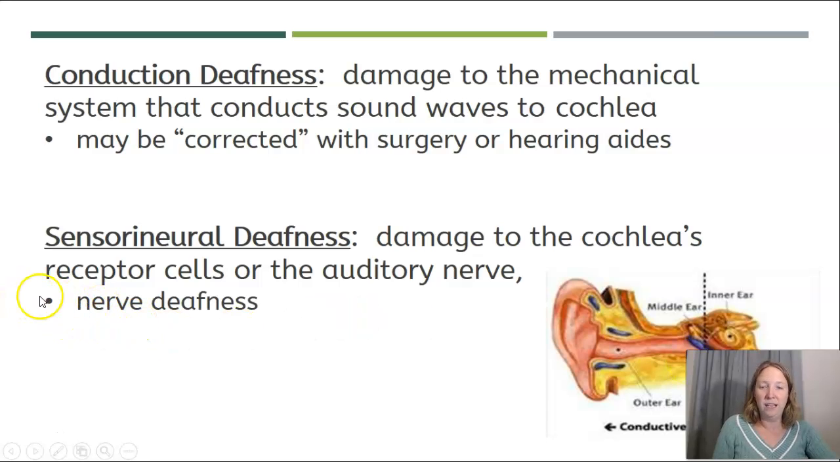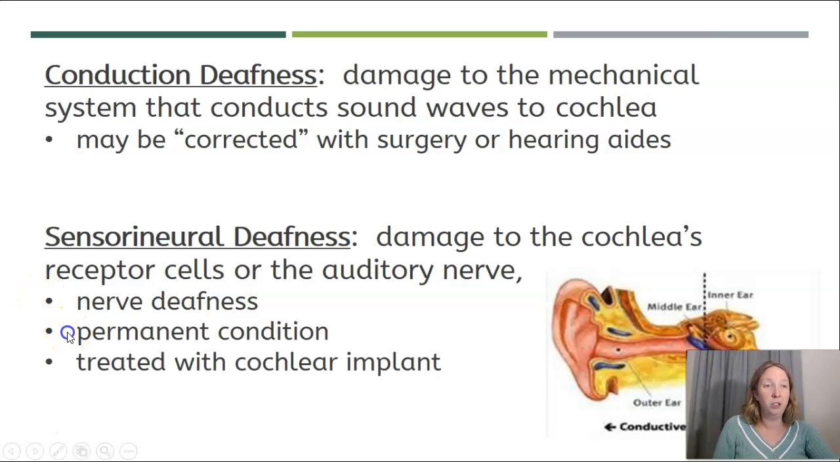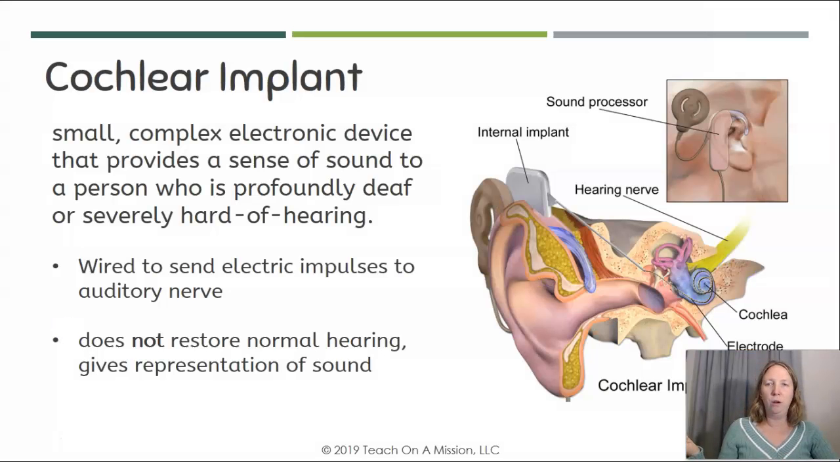This is nerve deafness. It is a permanent condition, but it can be treated with a cochlear implant. Think about what you now know about the cochlea. By putting in an implant, you can recreate this transduction procedure. A little bit more about a cochlear implant. This is a small, complex electronic device that provides a sense of sound to a person who's profoundly deaf or severely hard of hearing. There is an actual mechanical piece that is visible. Well, it's pretty well camouflaged, but it is behind the ear.